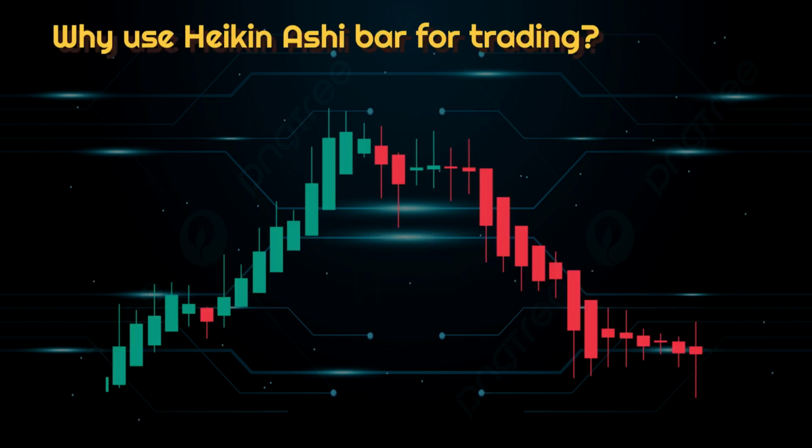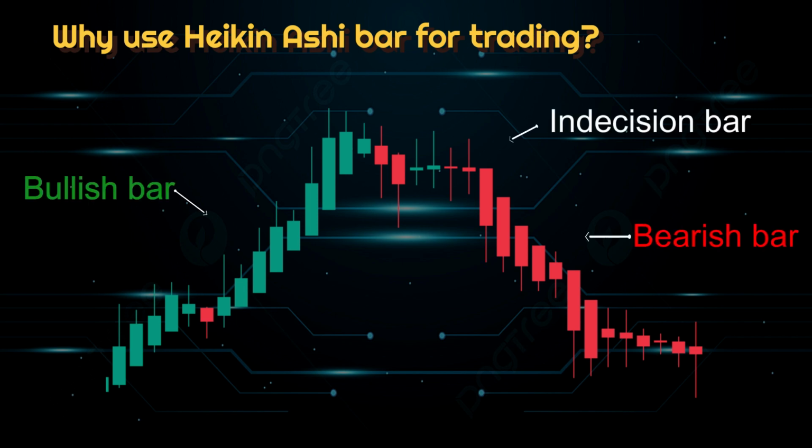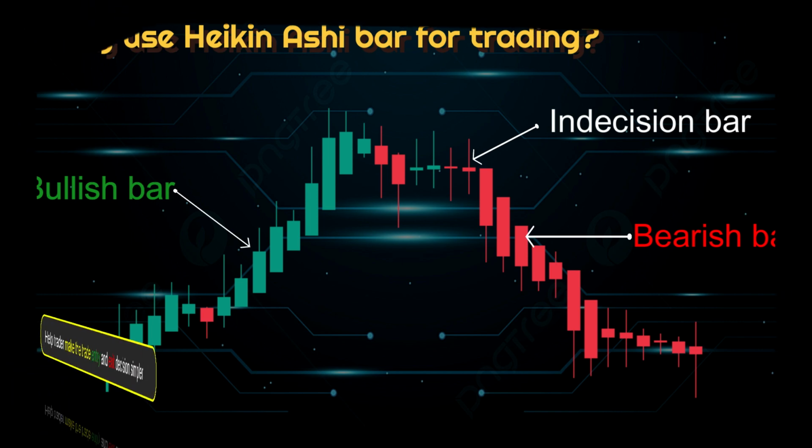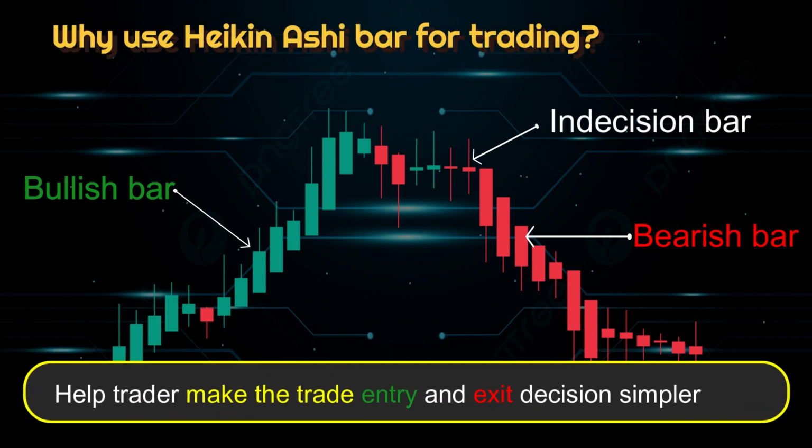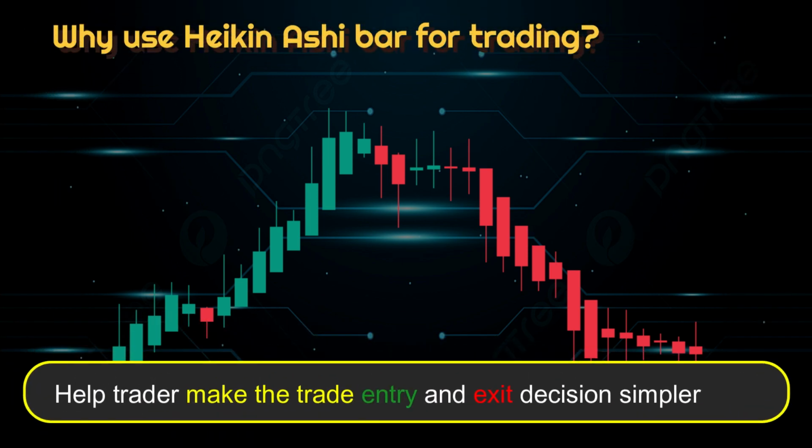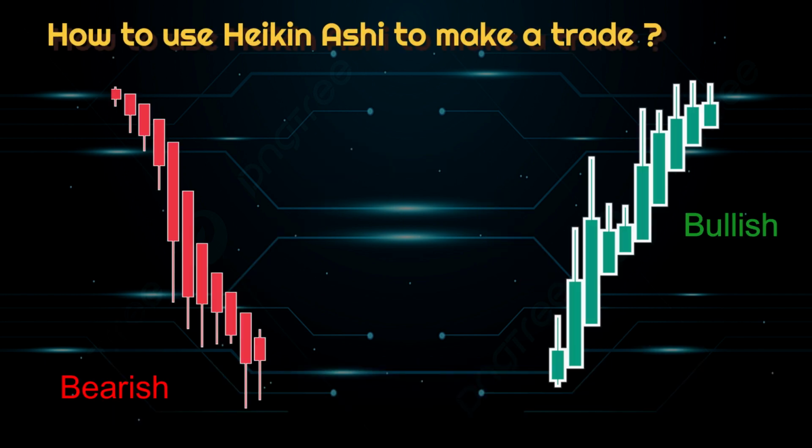Why use Heikin Ashi bars now that you know what Heikin Ashi bars are? And you know the 3 different types of Heikin Ashi price action patterns. The question you might be asking right now is, why use the Heikin Ashi bars for our trading? And the answer is because it helps make the trade entry and exit decision simpler.